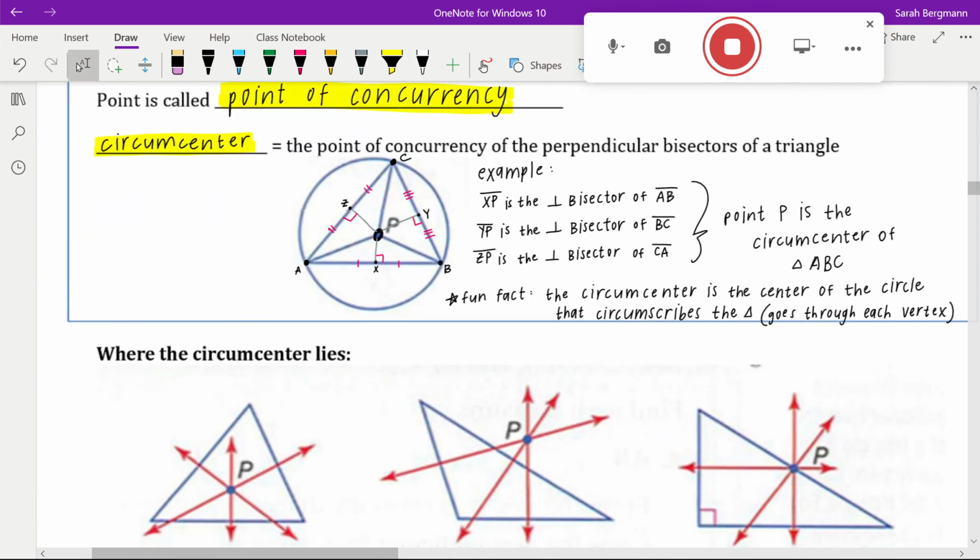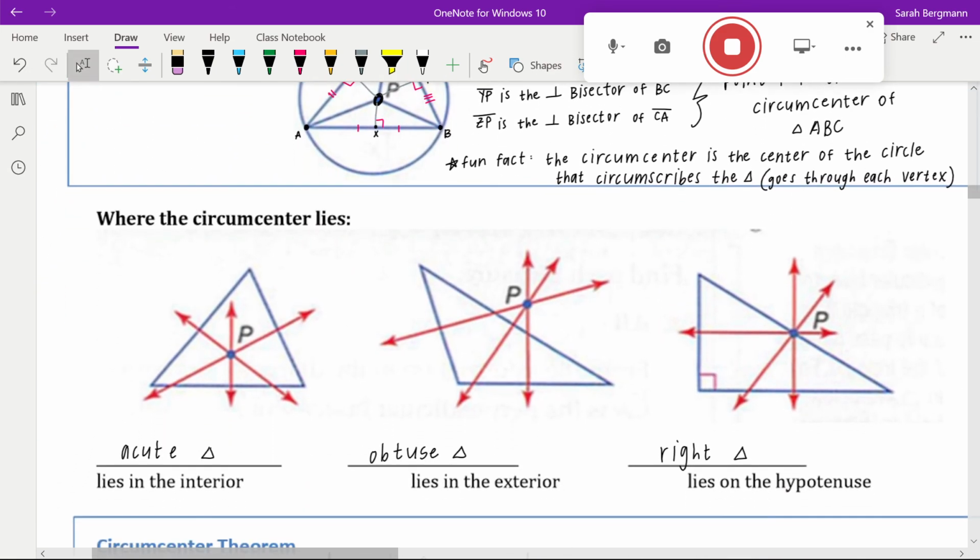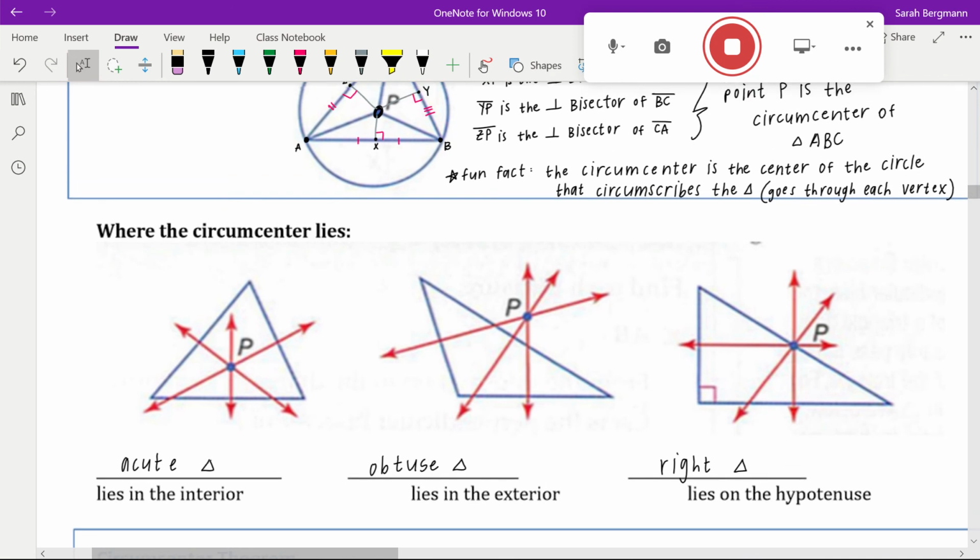The circumcenter lies in different spots depending on what type of triangle we're looking at. For an acute triangle, the circumcenter lies in the interior. For an obtuse triangle, the circumcenter lies in the exterior. For a right triangle, the circumcenter should lie directly on the hypotenuse.